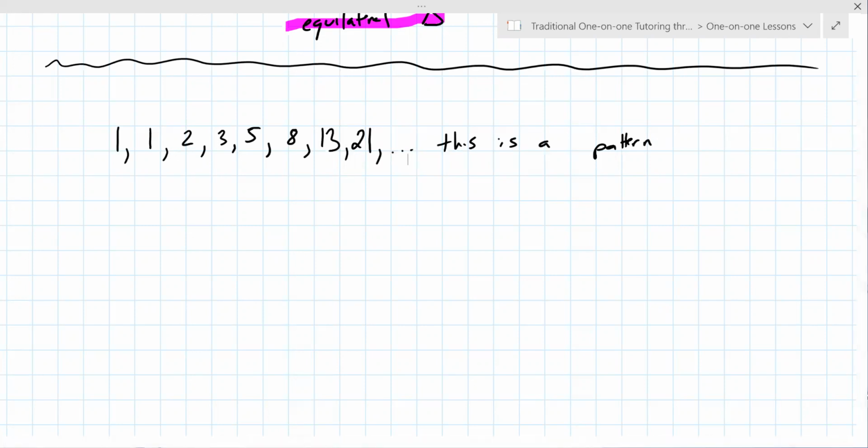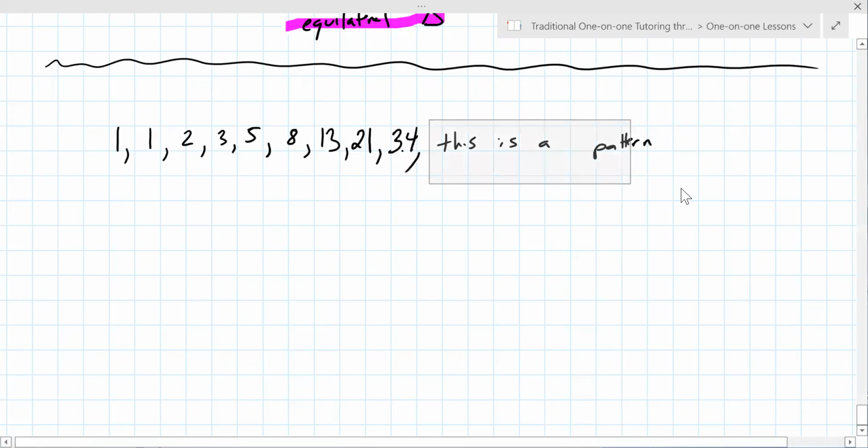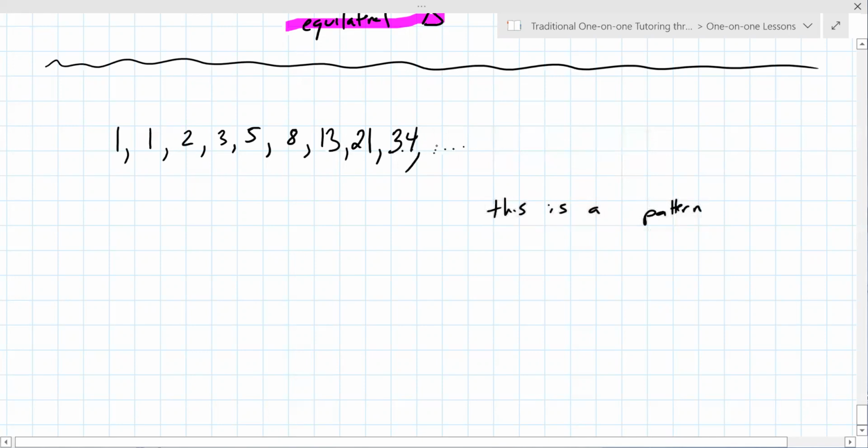So here's the next number. 1, 2, 3, 5, 7. Oh, it's just moving up by like 2 more than the last number. Would the next one be 31? The next number is actually 34. Okay. So if it goes 1, 1, 2, 3, then 5, then 8, would the next one be like 37? The next one is 55.